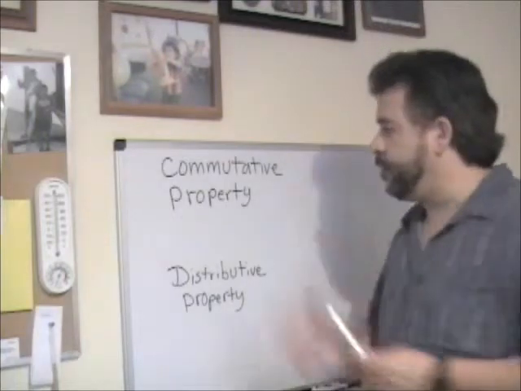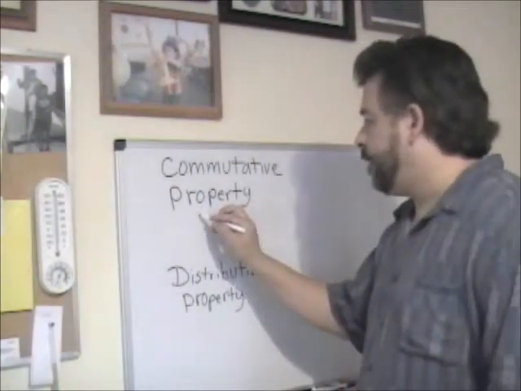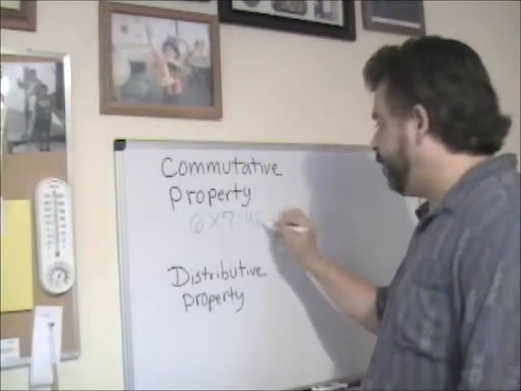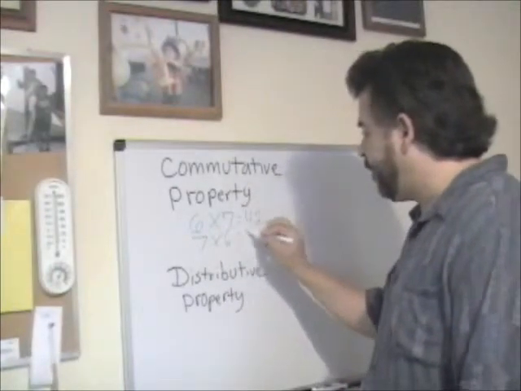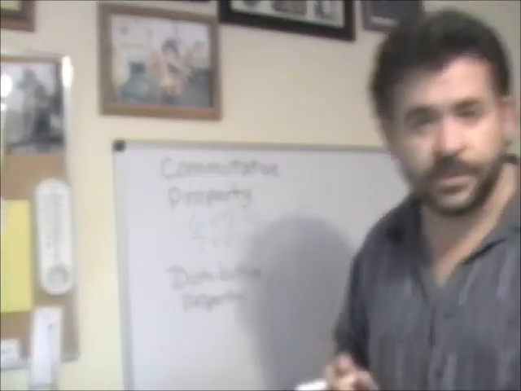So in this case, we'll do commutative property of multiplication. Suppose I do 6 times 7, I'll get 42. If I reverse that, I do 7 times 6, I will still get 42. That's commutative property. It's just switching the order of the numbers.